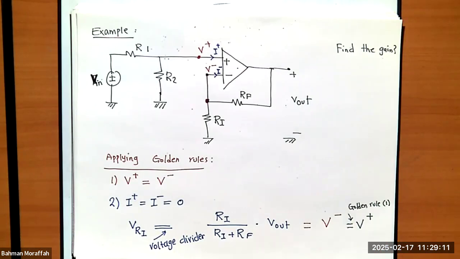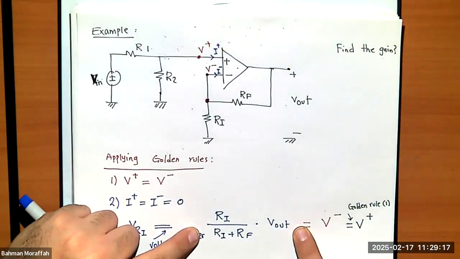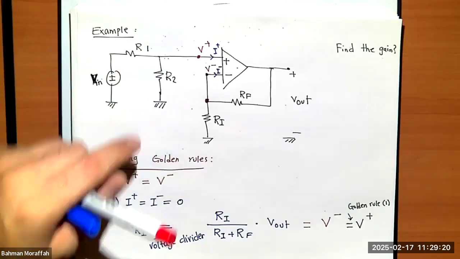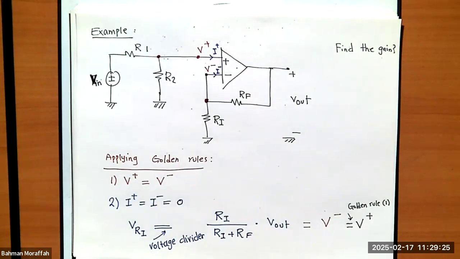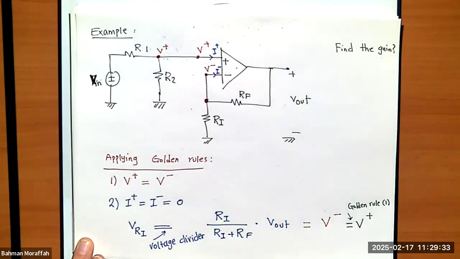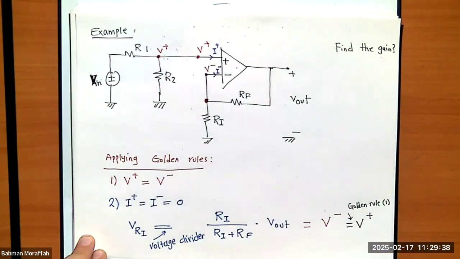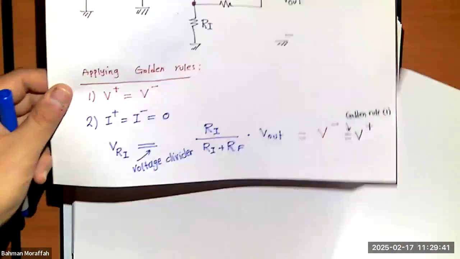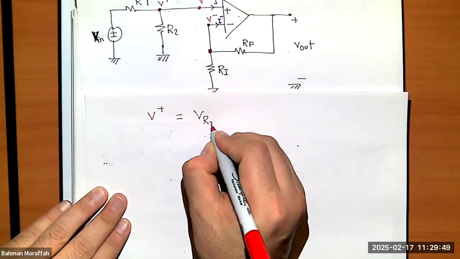What does that tell me then? It tells me V positive over here is this guy. But what is V positive? Do you agree V positive is voltage across R2? Again, this is V positive. It's the exact same as this. Right? So V plus minus 0 is voltage across R2. Right? So I have V plus equals voltage across R2.